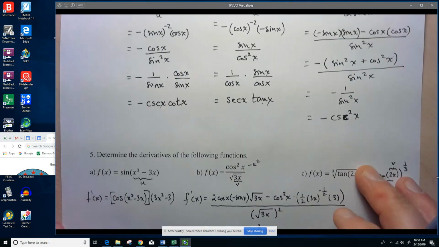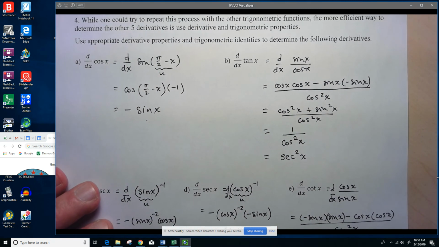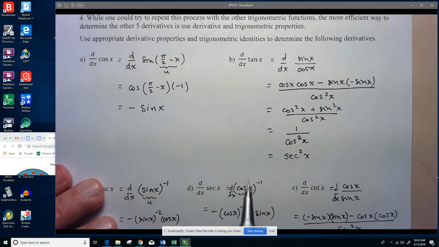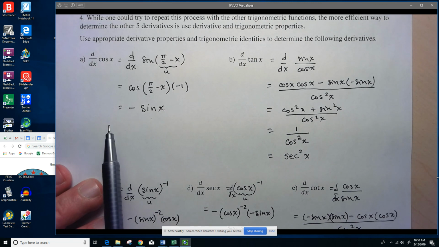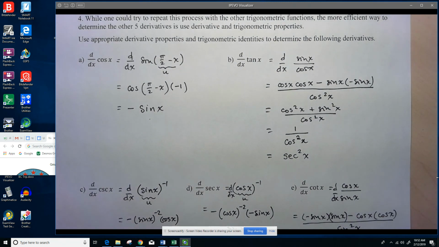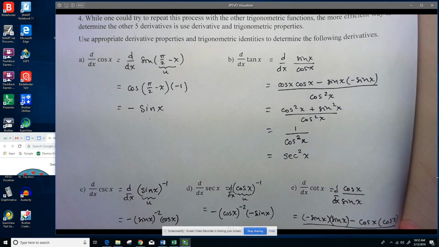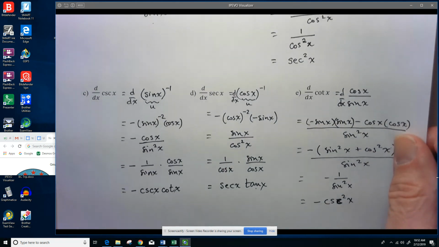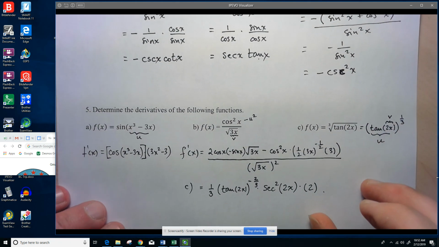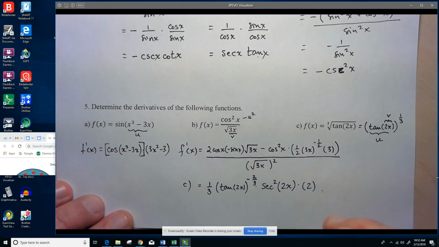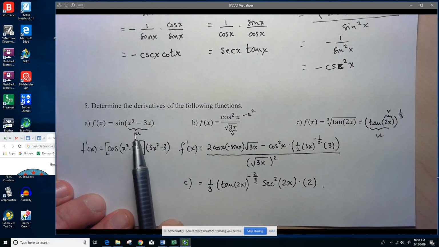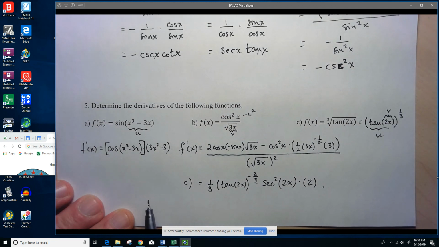So just to recap, you can find each of these other derivatives, knowing the derivative of sine x, without having to use the limit definition. So using these derivatives and of course our derivative properties. And here we see that we can apply our derivative properties, whether it's the quotient rule, whether it's the chain rule, whether it's a subtraction rule, just as we had with the previous functions that we worked with. Okay, so that's it for this lesson.